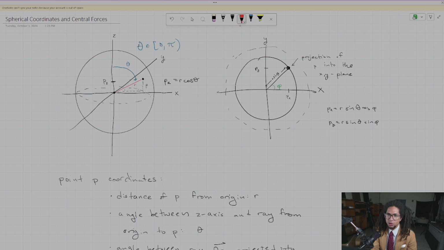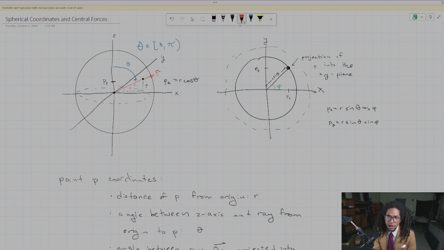Okay, so I'll draw these maybe in red. So again, just like in polar, we're going to have one vector that's collinear with the ray going from the origin to the point P. We'll call that the r hat vector, just as we did in polar.